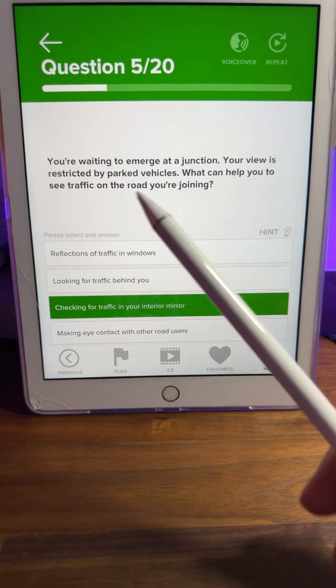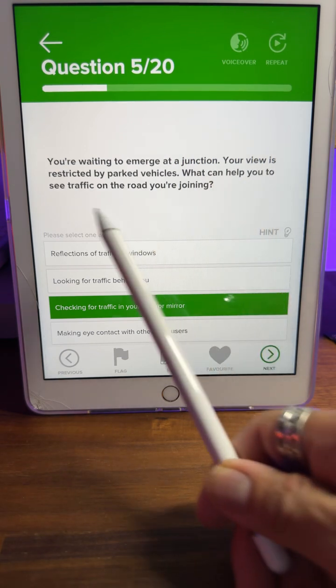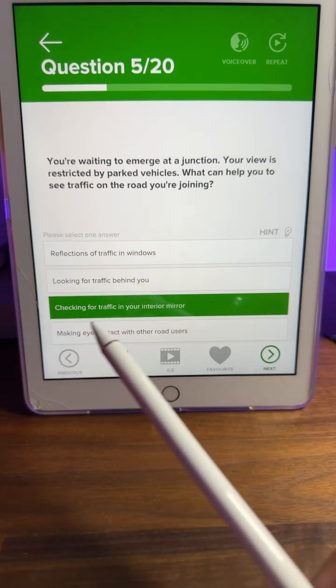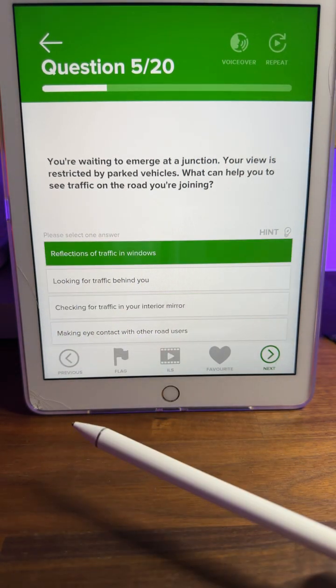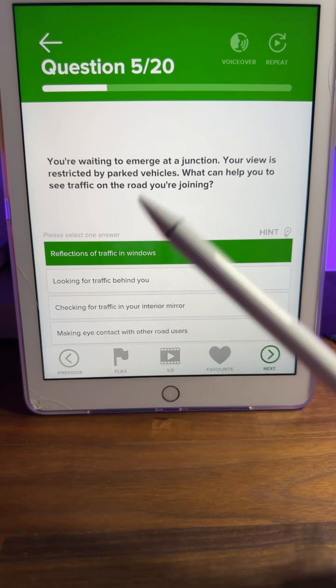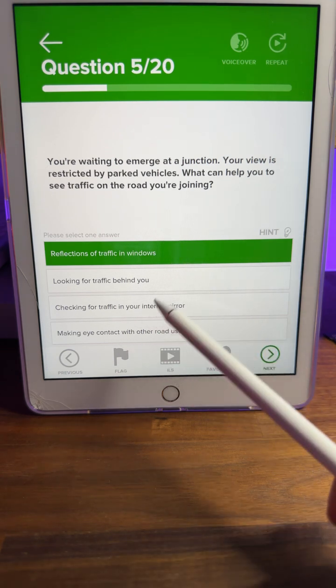Yeah, okay. So what the question actually is, what can help you to see traffic on the road you're joining if you've got parked vehicles blocking your view? What could help you? Reflection of traffic in house windows, or maybe car windows if they're parked on the other side of the road. That would make more common sense, yeah?